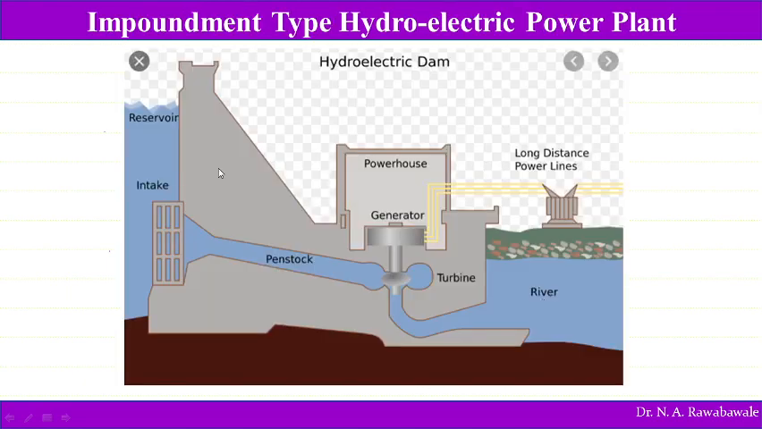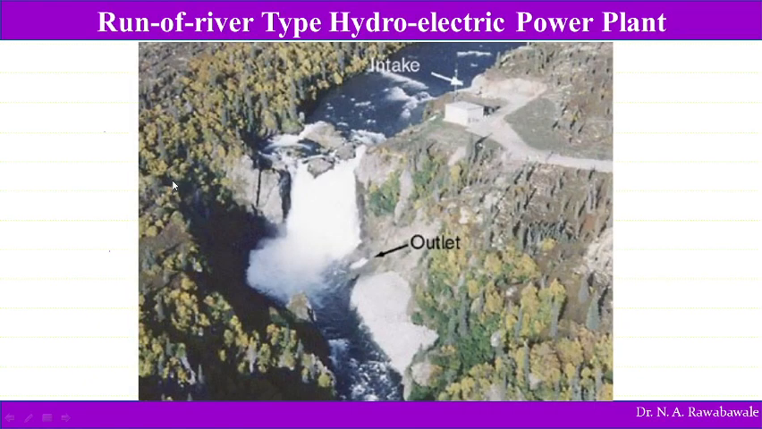We can see here there is a dam, and water is stored, and that is passed through the penstock. What we have studied is known as the impoundment type of hydroelectric power plant, where the water is stored in the reservoir. Then the second one is the runoff river type of hydroelectric power plant.